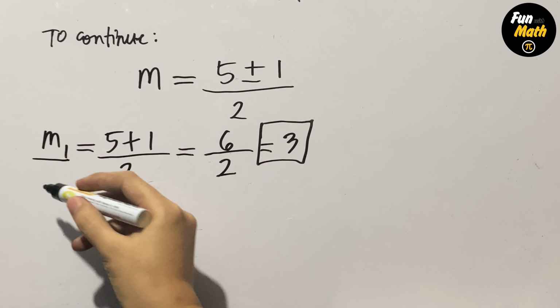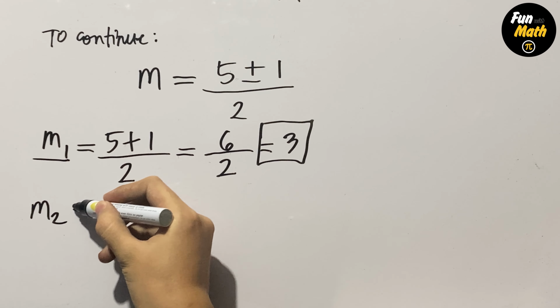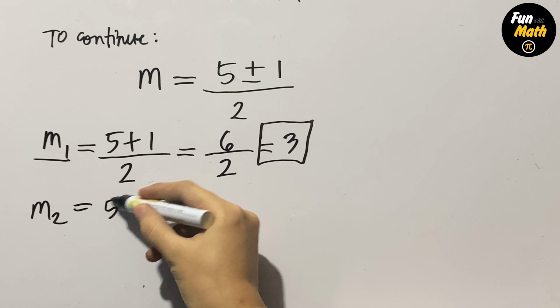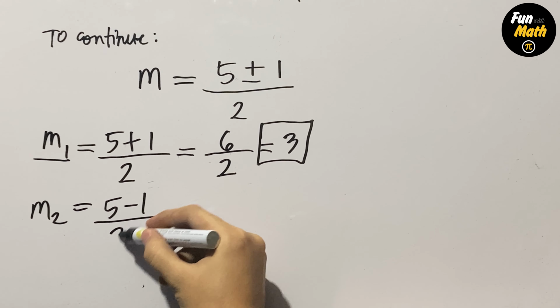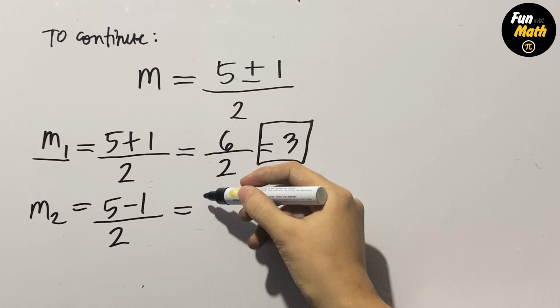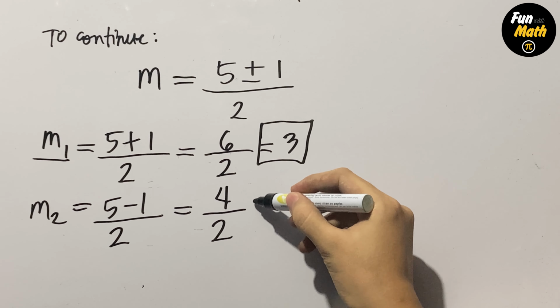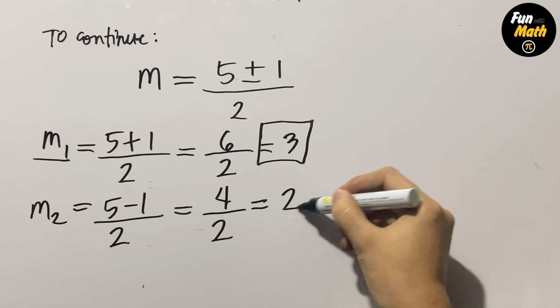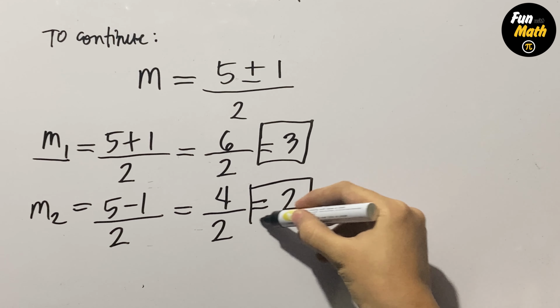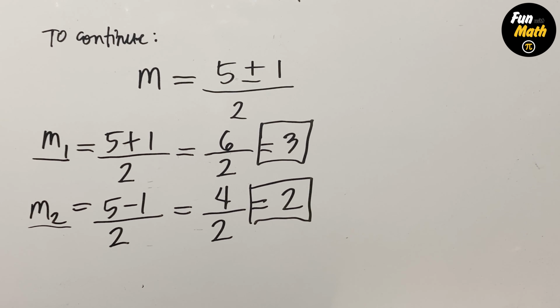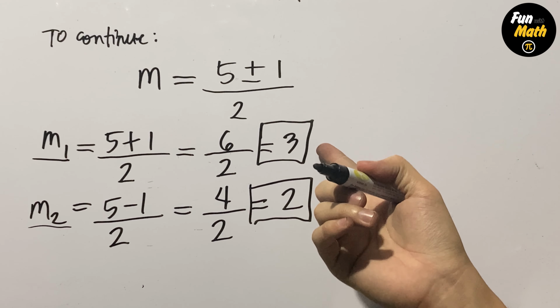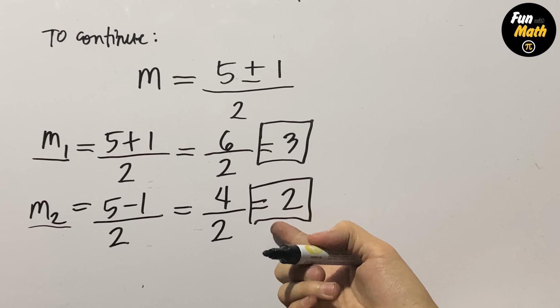And for m2, that is equal to 5 minus 1 over 2. So look at this. 5 minus 1, that is 4, divided by 2, that is equal to 2. So this is the value of our m2. So m1 is 3, m2 is 2.